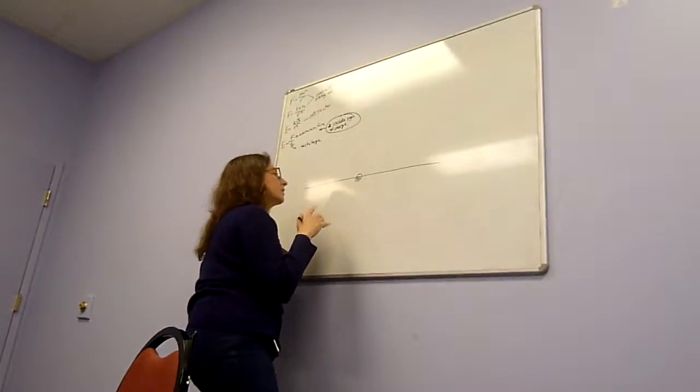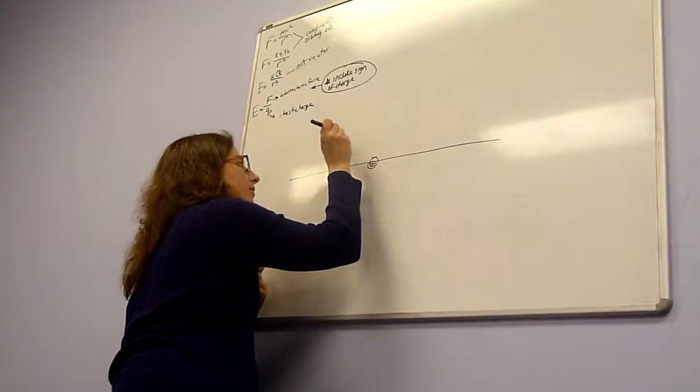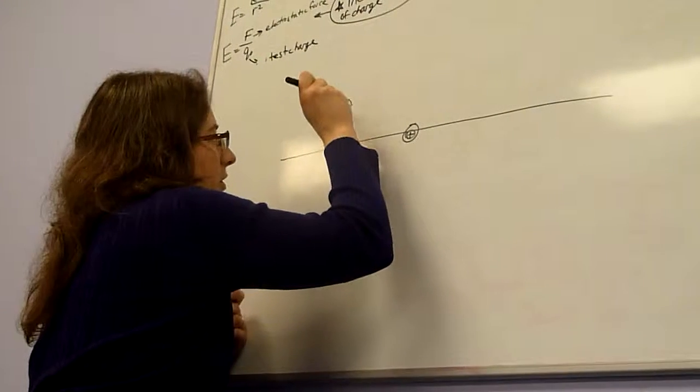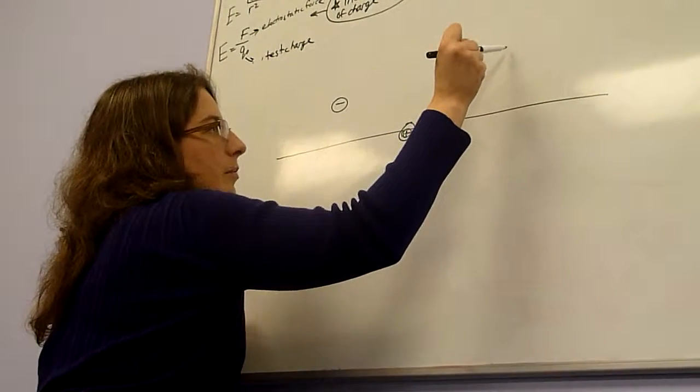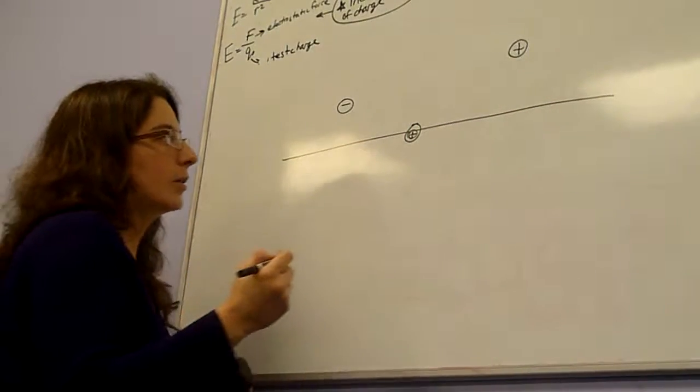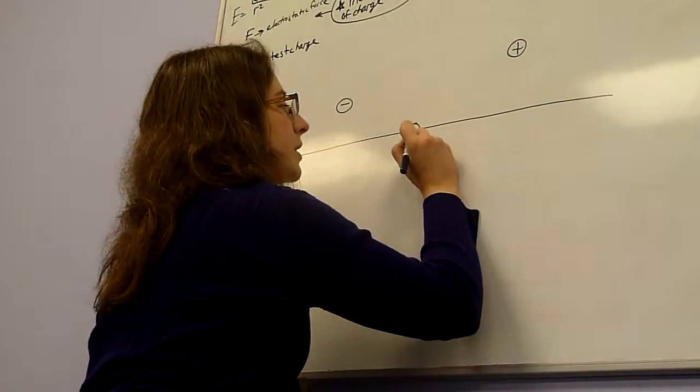Okay, so let's look at a hypothetical situation for one of those horrible sine cosine problems. Here's my positive x-axis, positively charged particle. Let's say I have a negatively charged particle here and a positively charged particle here. I have to make up some angles now.